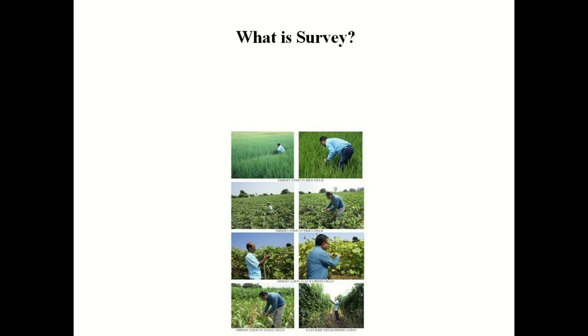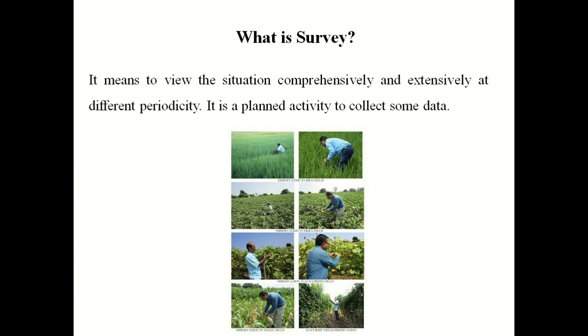By seeing the title, the first question that may be raised in the mind is, what is survey? Here one photograph is given. In this photograph, many people are observing a pathogen or pest in the field. It may be a rice field, okra field, maize field, or cucurbit field. By observing the pest and pathogen, they collect the data. So we can simply say that a survey is a planned activity which collects the raw data of particular things, which may be a pathogen or a pest.